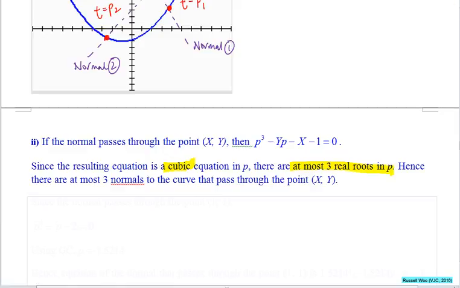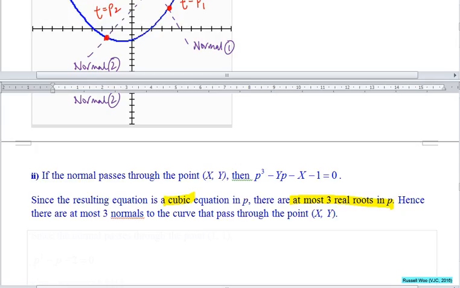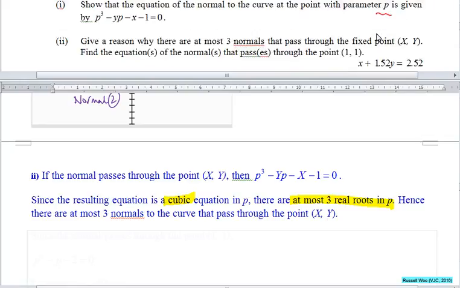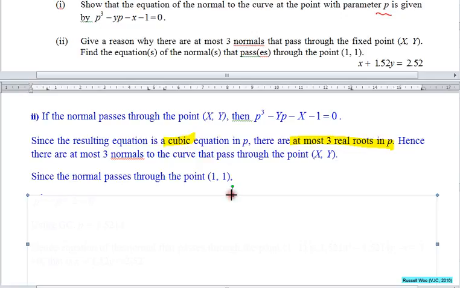Then the next part of the question asks, find the equation of the normal that passes through the point (1, 1). So now (X, Y) is (1, 1). That means big X equals 1, big Y equals 1. So you substitute big X equals 1 and big Y equals 1, then you get a specific equation in p. You're supposed to solve that. How to solve a cubic equation? I'm sure you all just use your scientific calculator or GC, up to you.